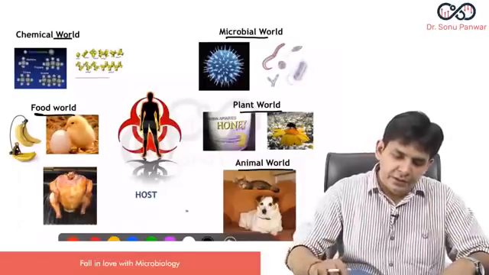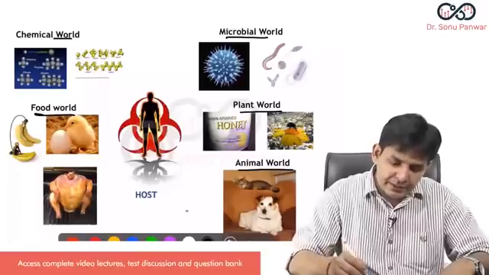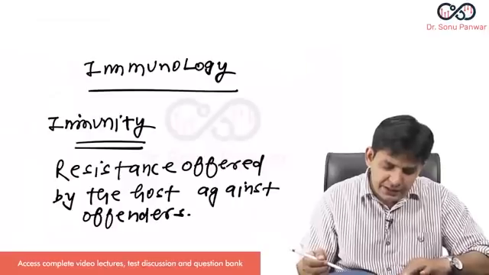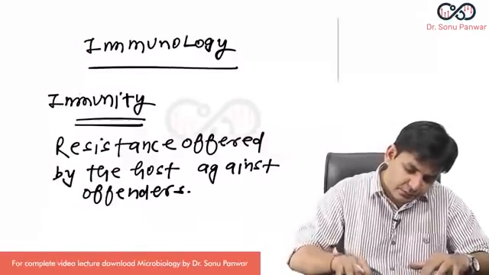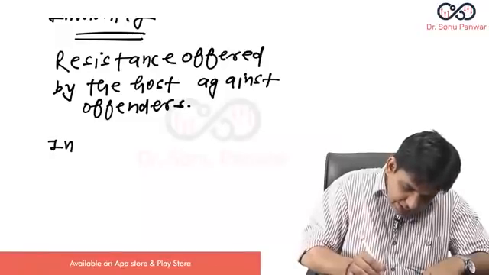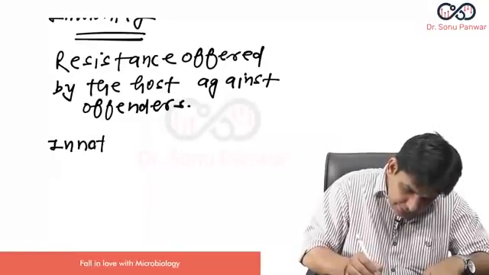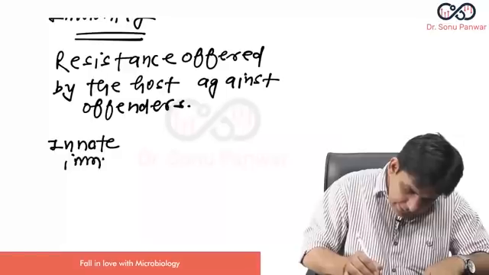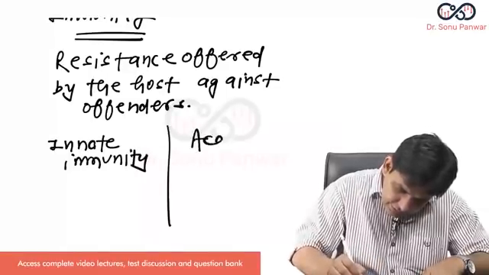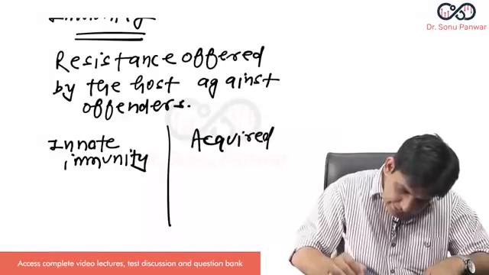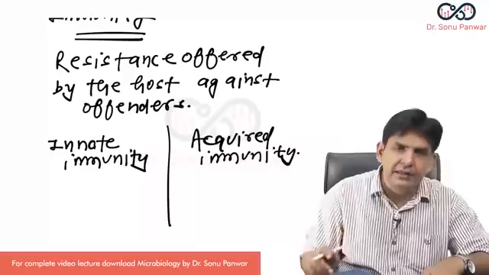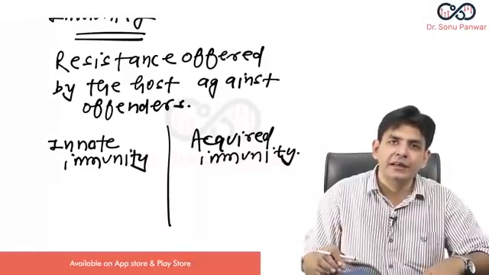Fine. So guys, remember this particular one, that immunity is basically of two types. One is innate immunity, and one is acquired immunity. So one thing is innate immunity and one thing is acquired immunity.